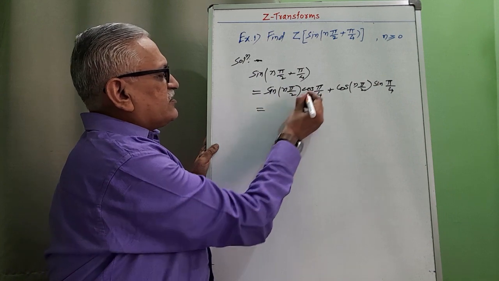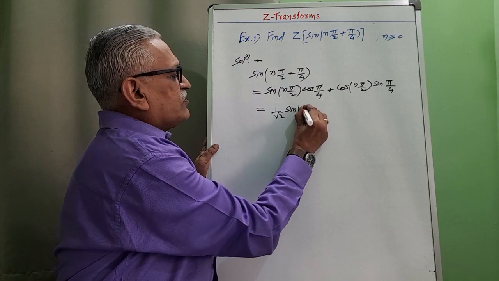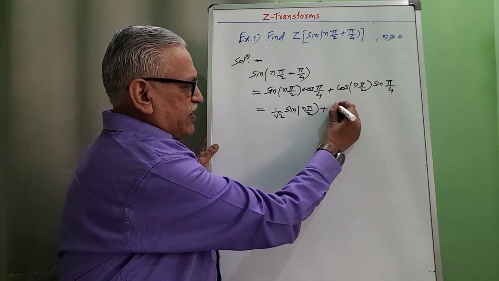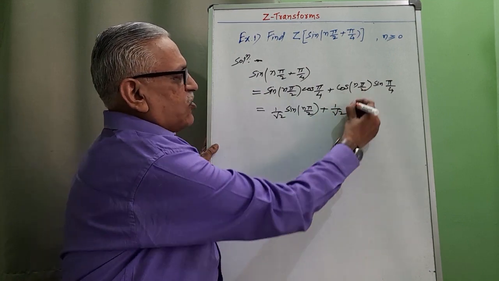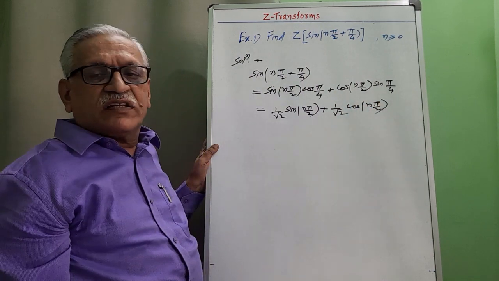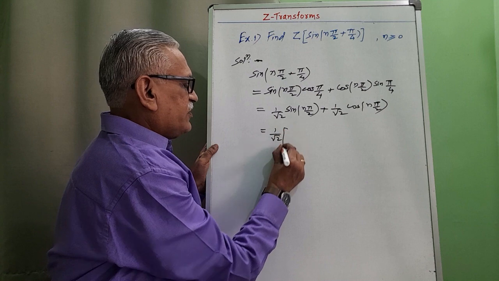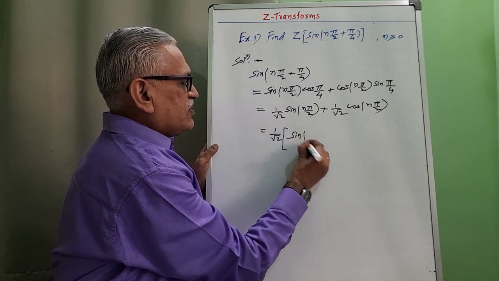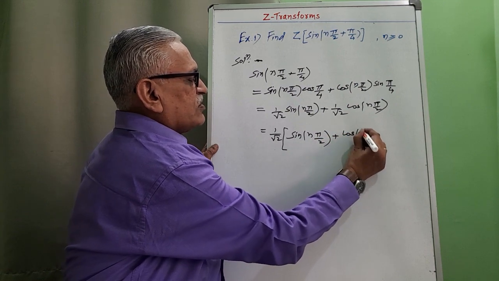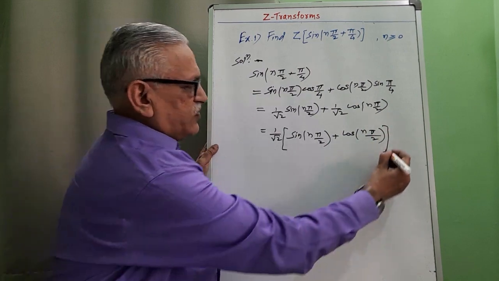then using the standard result, cos(π/4) is 1/√2 into sin(nπ/2) as it is, no change. Sin(π/4) is also 1/√2 and cos(nπ/2) as it is, no change. Then taking 1/√2 common from these two terms, we get 1/√2 into the remaining terms, sin(nπ/2) plus cos(nπ/2). We call this equation 1.